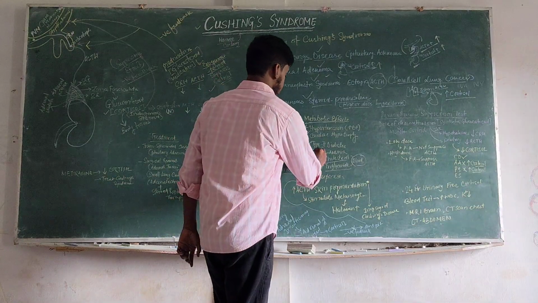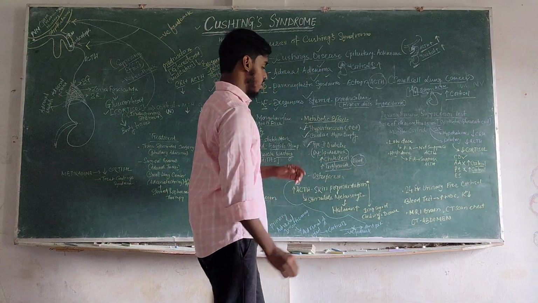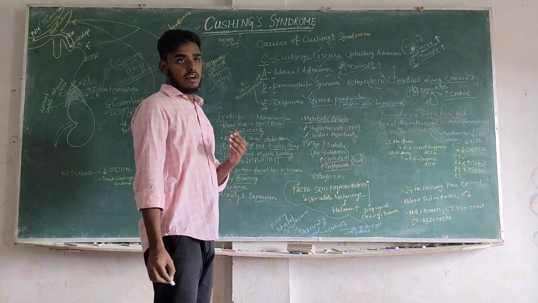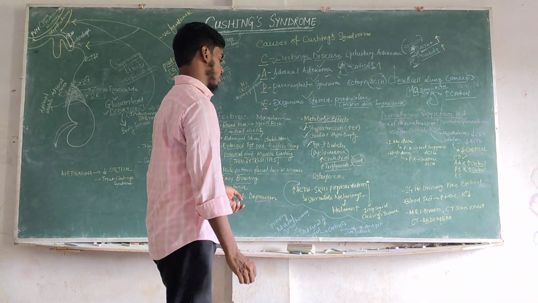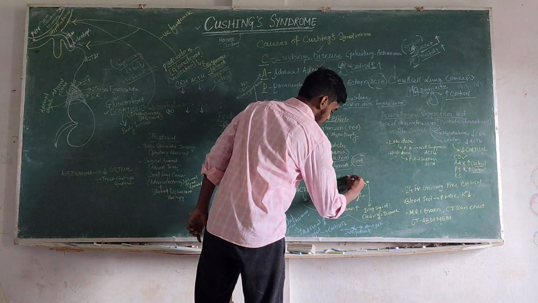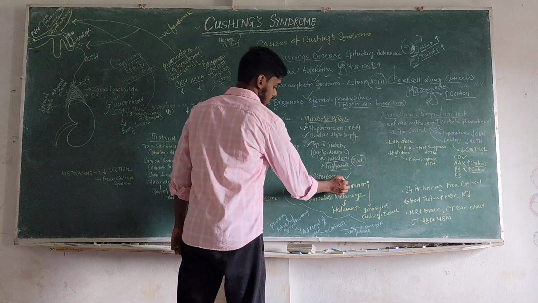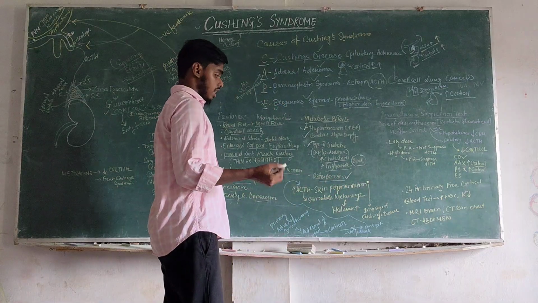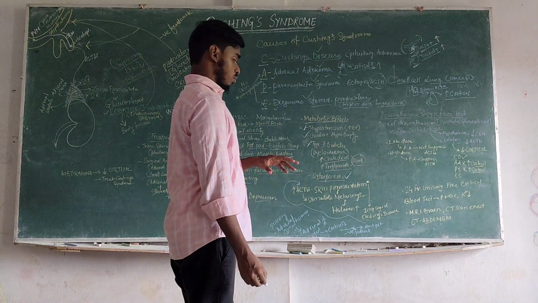This can also cause dyslipidemia. Dyslipidemia is what? The increased amount of cholesterol and triglyceride in the blood. And it can also create osteoporosis. This means the bone will become thinner and weak.